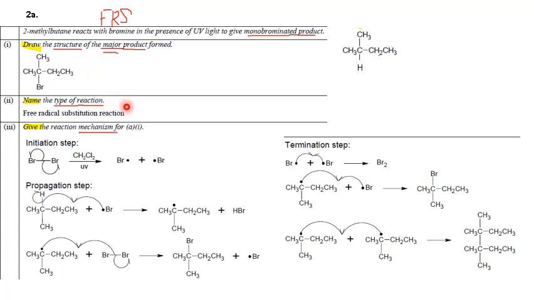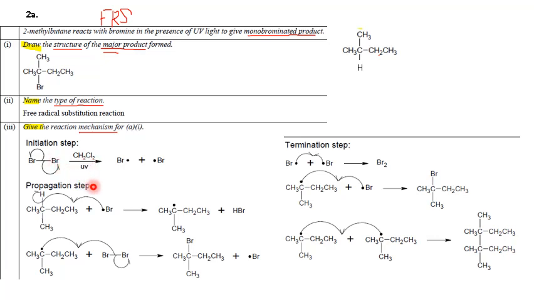Name the type of reaction: free radical substitution. Next, give the reaction mechanism for A1. Make sure you give the major product, and your mechanism must be with the major product. Step 1 is the chain initiation step: homolytic cleavage of the bromine molecule to form free radicals. The UV light is provided because you need to provide the energy in order for the homolytic cleavage to happen.